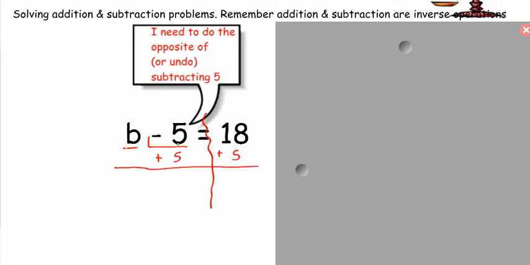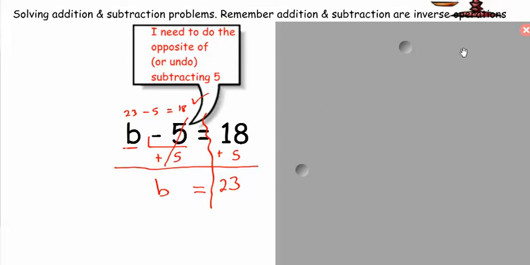On this side, I am left with b because this 5 and this 5 cancel out, like 5 minus 5, that would be left with 0. Then I say equals, and over here, 18 plus 5 would be 23. So b has to equal 23. Let's check it out. Does 23 minus 5 give me 18? Yep, it does, so I know that that is correct.